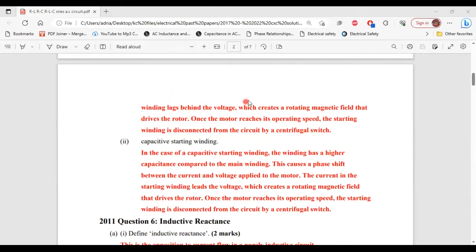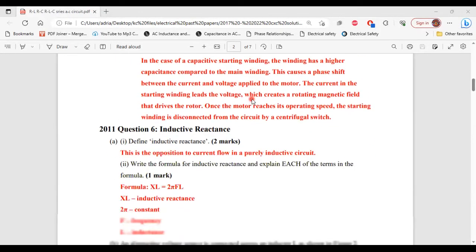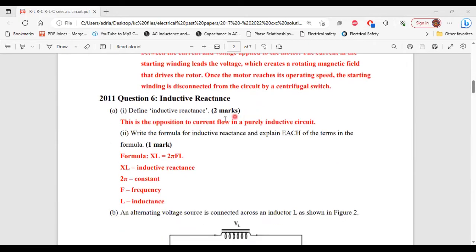All right, so let's move on to the next question. That is question 6 from the 2011 past paper. Part 1 of A, it says define inductive reactance. This is the opposition to current flow in a purely inductive circuit.